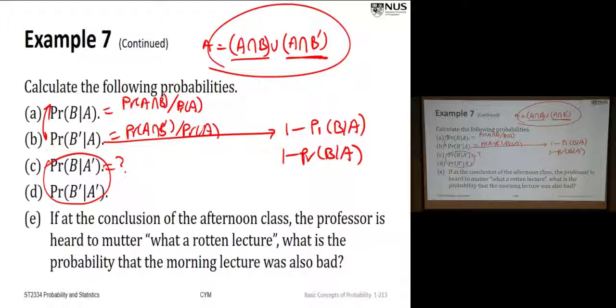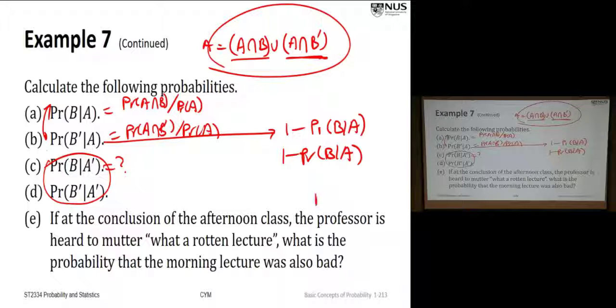All right. So if at the end of the afternoon class, the professor said that it's a bad lecture, so what's the chance that the morning lecture was also bad? So this basically is just translating the given question. All right. So given that, what happened? What is the chance that it gave a bad lecture in the morning? So from what the professor said, we know that B has occurred because they say it's a rotten lecture. All right. So B has occurred. So what's the chance that A has occurred?